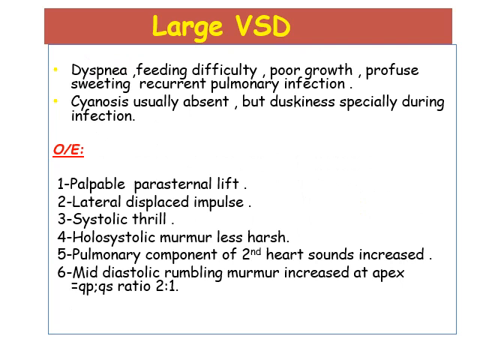When it is a large VSD, the clinical features are more obvious. There is dyspnea, feeding difficulty, poor growth, and the patient is more liable to chest infection. Cyanosis is usually absent, but there is duskiness, especially during infection. On examination of the baby, there is a palpable parasternal lift, laterally displaced apical impulse, and systolic thrill. The systolic murmur is less harsh. The pulmonary component of the second heart sound is increased, and there is a mid-diastolic rumbling murmur at the apex when the QP to QS ratio is 2 to 1.